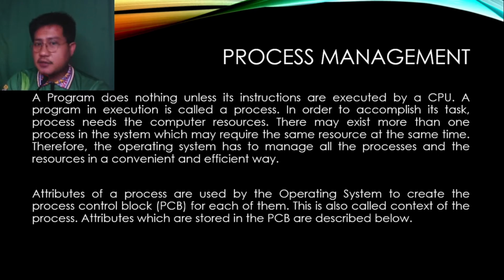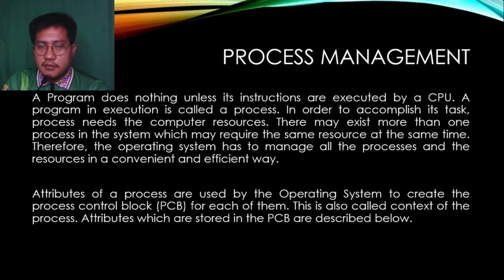A process, as per definition, is a program inside your central processing unit in your operating system. These two are interconnected and interrelated to each other. A program does nothing unless its instructions are executed by a CPU. A program in execution is called a process. All those things that happen inside your central processing unit or in your operating system are called processes. In order to accomplish its task, a process needs computer resources. There may exist more than one process in the system, which may require the same resource at the same time. Therefore, the operating system has to manage all the processes and the resources in a convenient and efficient way.